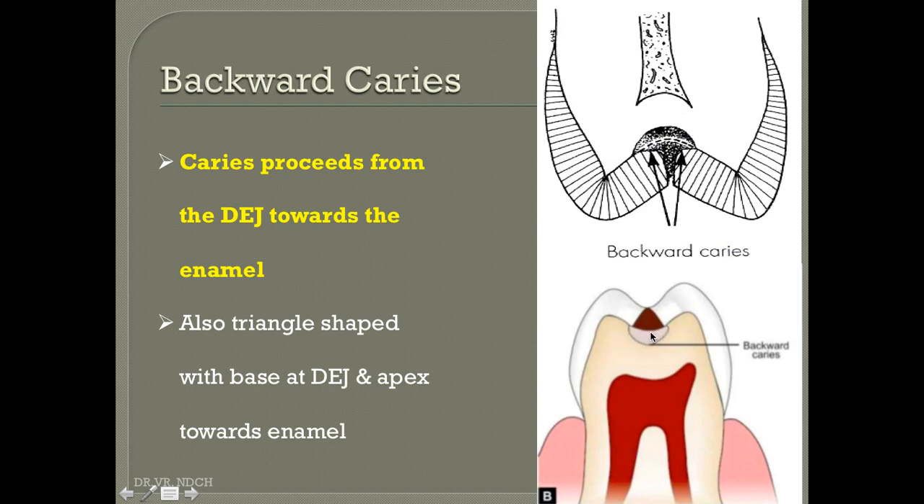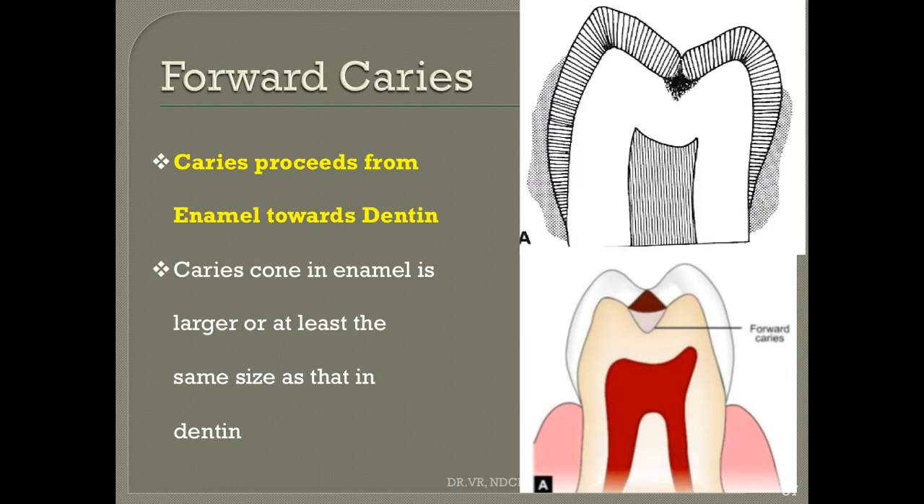It reaches the dentin and the dentin involvement will be more compared to the enamel. Then it starts involving the enamel also. So the base will be at the DEJ and apex will be towards the enamel. That is called as backward caries.